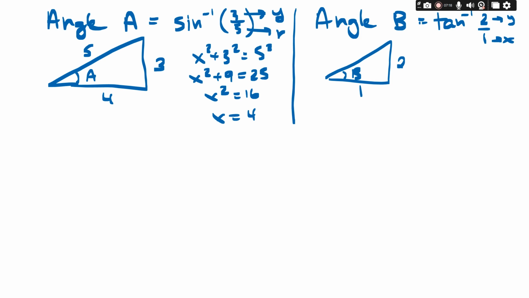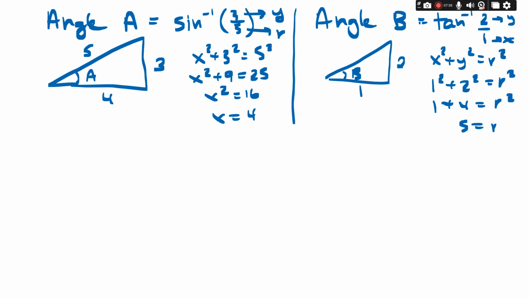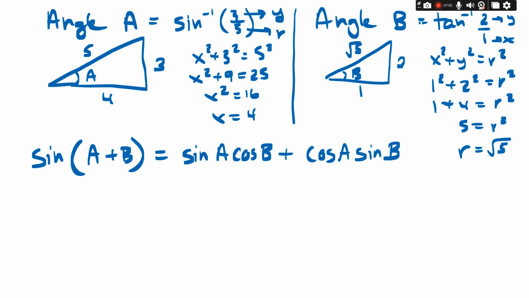So now I need my r value or my c value, depending on how I want to read it here. So x squared plus y squared is equal to r squared. That becomes a 1, that becomes a 2, that becomes an r squared still. So 1 plus 4, that makes 5 for an r squared. Therefore, r equals square root of 5. And there it is for the hypotenuse. All right, so the trig form that we have is this right here.